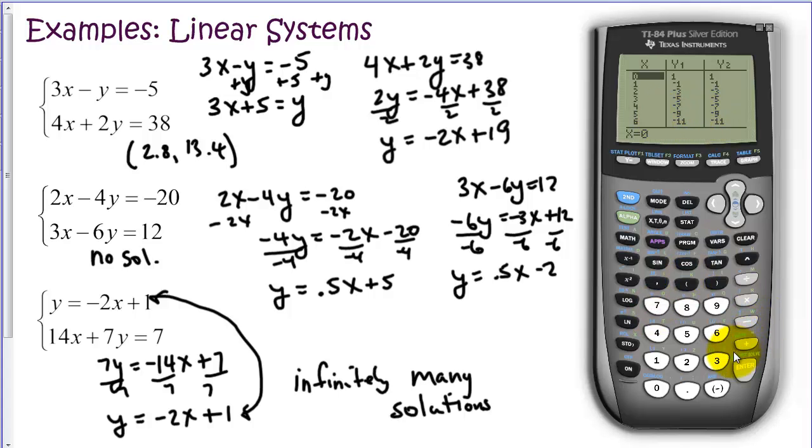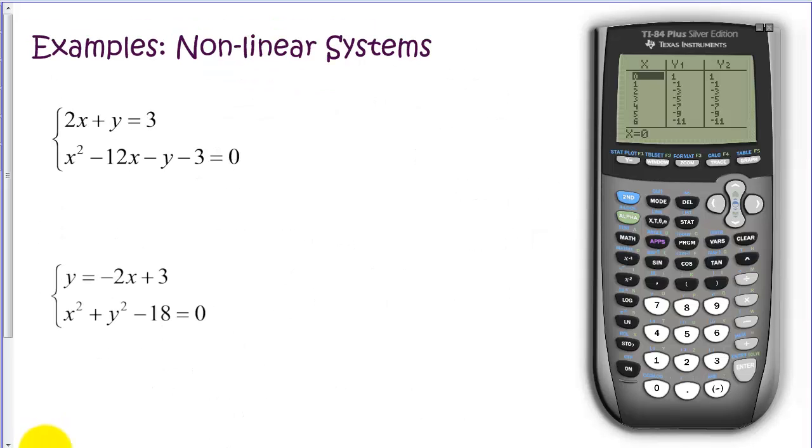So now let's look at our examples where we have nonlinear systems. Again, our first step is to get the y by itself. For this first equation, we're going to have y equals negative 2x plus 3. On this one, we can move the y over here to the other side, and we get this, which you should recognize as being a parabola.